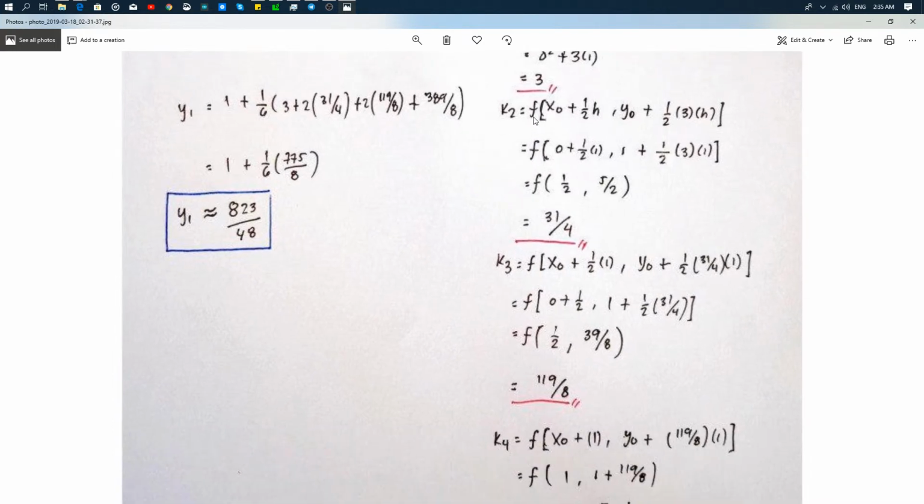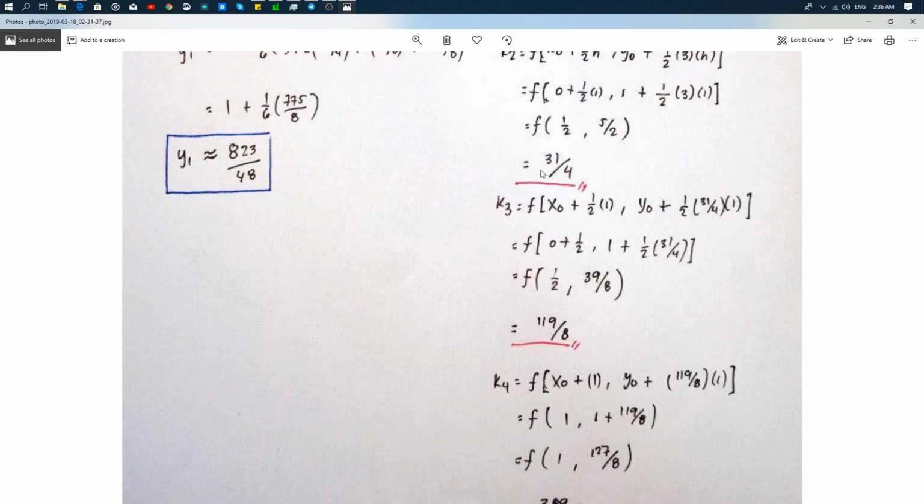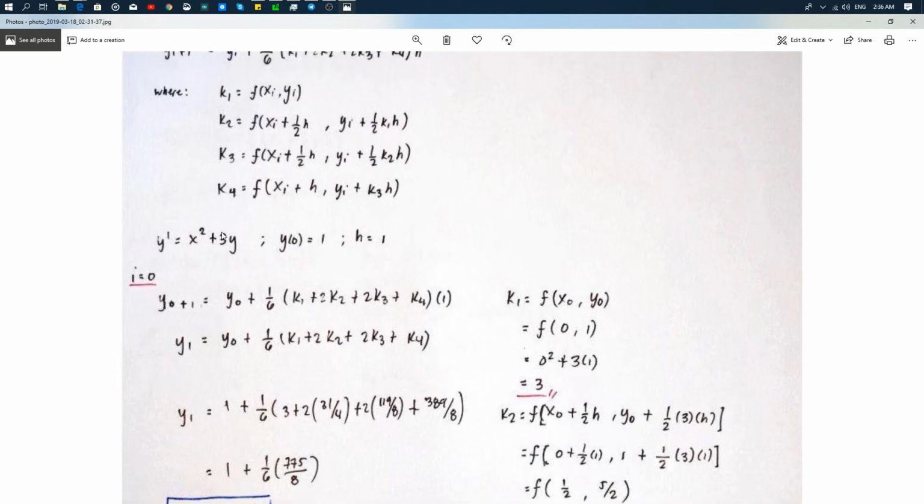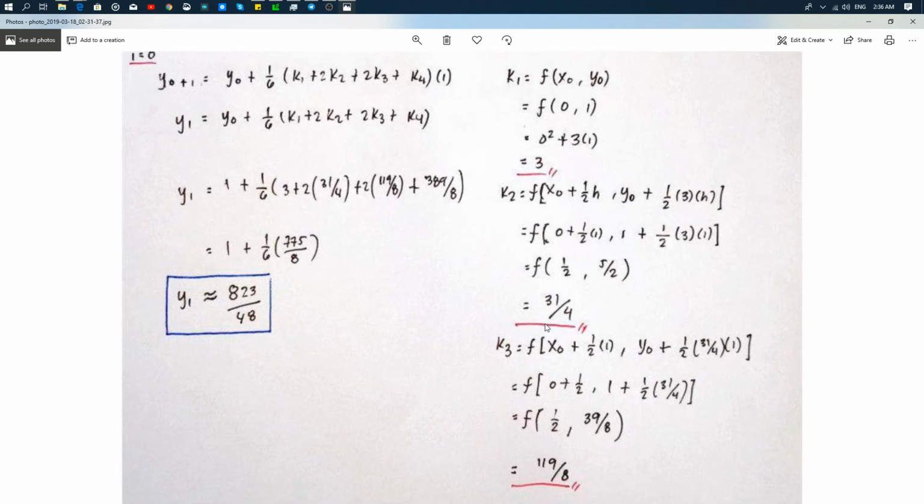K sub 2 is equal to this formula. Substituting the values, we have 0 plus 1/2 times step size 1, and 1 plus 1/2 times k sub 1, which is 3, times the step size. I usually get confused with the height and step size because of the letter h. I'm so sorry. So this is the step size, so that's 1. So we have now the function of 1/2 and 5/2. Substituting this here, x squared, so that's 1/2 squared plus 3 times 5/2, we'll be having the value of 31/4.